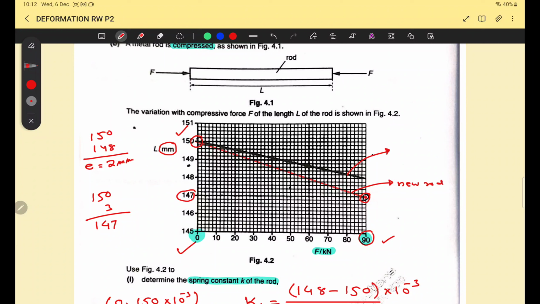This graph was given in the last class. It was the old rod, and for the old rod, when you apply force 0 to 90 kilonewton, the compression in the rod was 2 millimeter. This graph is given.